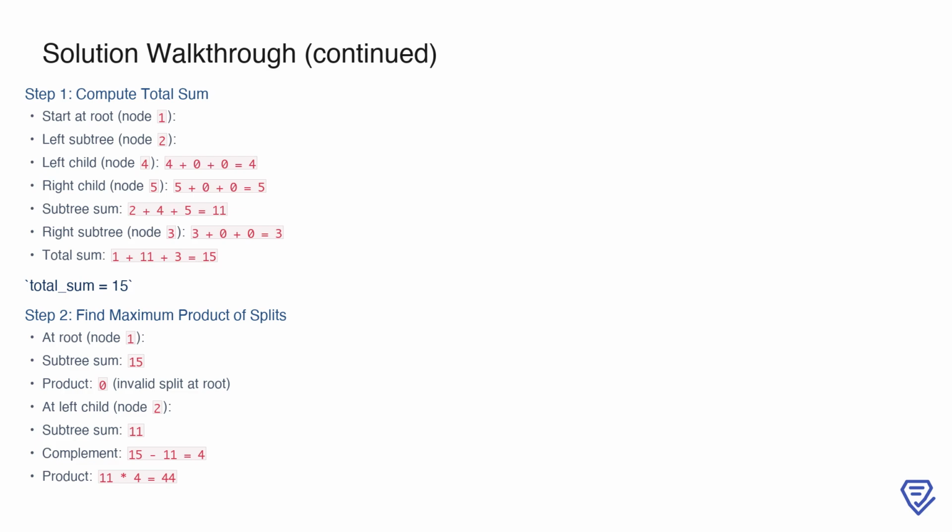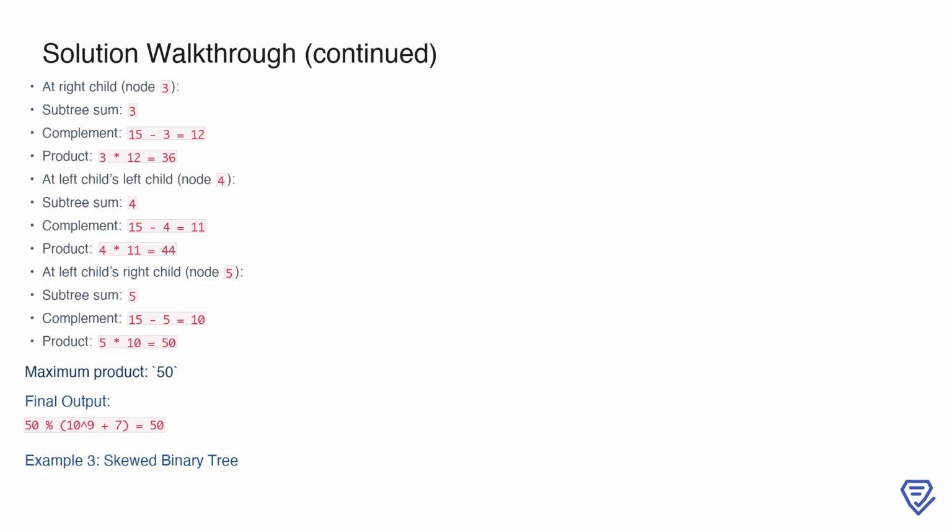With this total sum, we are ready to calculate the maximum product of splits. Starting the split calculations, at the root node, a split here results in a product of 0, which is invalid. At the left child, node 2, the subtree sum is 11, and the complement is 15 minus 11, which equals 4. The product of these two parts is 11 times 4, yielding 44.